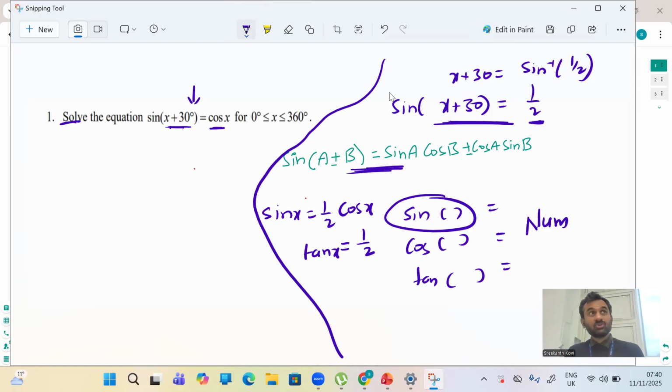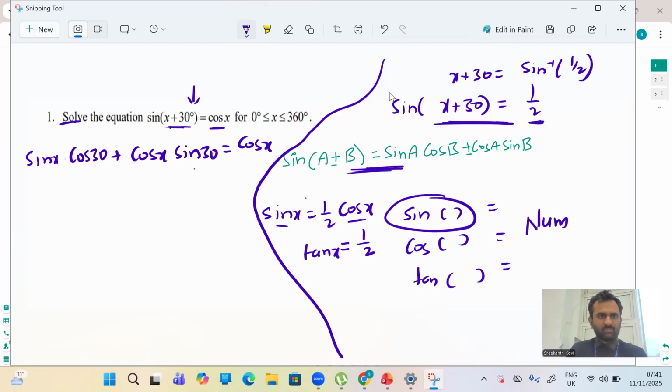You need to know how the questions would be asked and when you need to use the formulas. To keep it simple, if you have a number already and one trig ratio on the left hand side, you will directly go and find the angle. If you have something like this, you try to make it into one ratio. In this case, the possibility is using the double angle formula. So you write sin x cos 30 plus cos x sin 30 is equal to cos x.